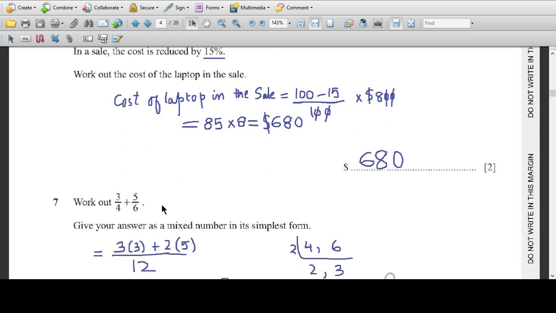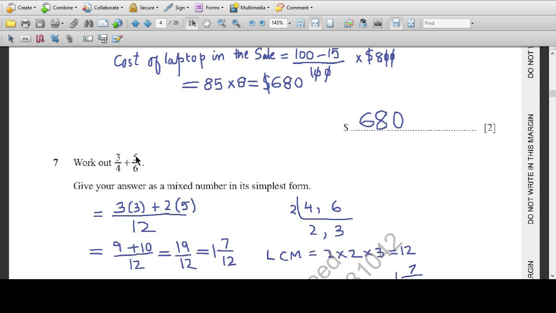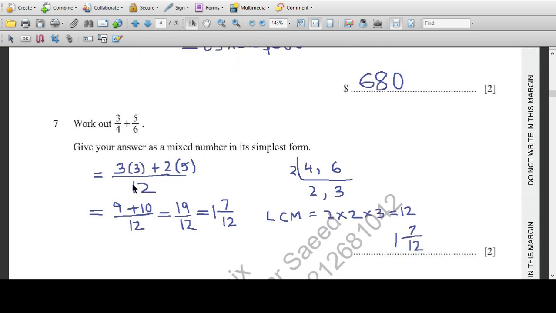Now question number 7, work out 3 upon 4 plus 5 upon 6. So we take the LCM of 4 and 6. On dividing by 2, 2 goes into 4 twice and 2 goes into 6 three times, so we have 2, 2 and 3, and the LCM is 12. We place 12 here, and we divide 12 by 4 and get 3, and this 3 is multiplied by this 3.